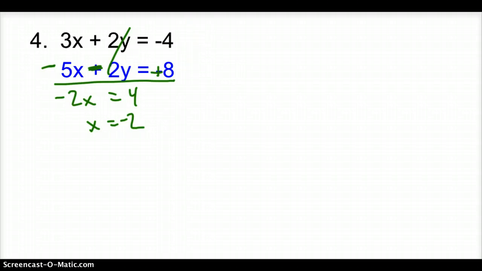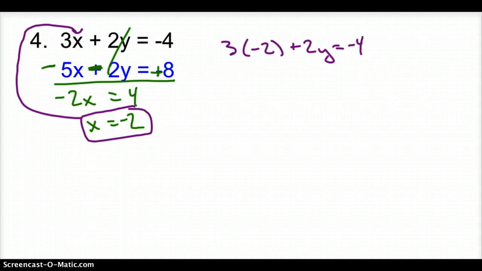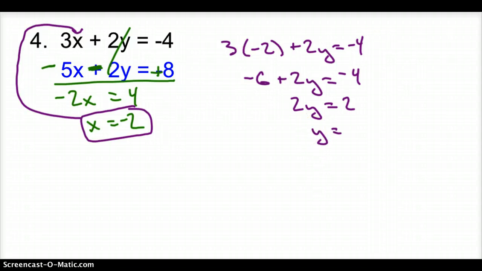Now, with that, we can plug that in for any x, and I'm going to go back up to the top. You don't have to use the top equation. You can use the bottom equation, remember, but I just like using the top equation. So it's 3 times negative 2 plus 2y equals negative 4. Continue. Negative 6 plus 2y equals negative 4. 2y equals 2. Y equals 1. And so, again, we have our coordinate point.